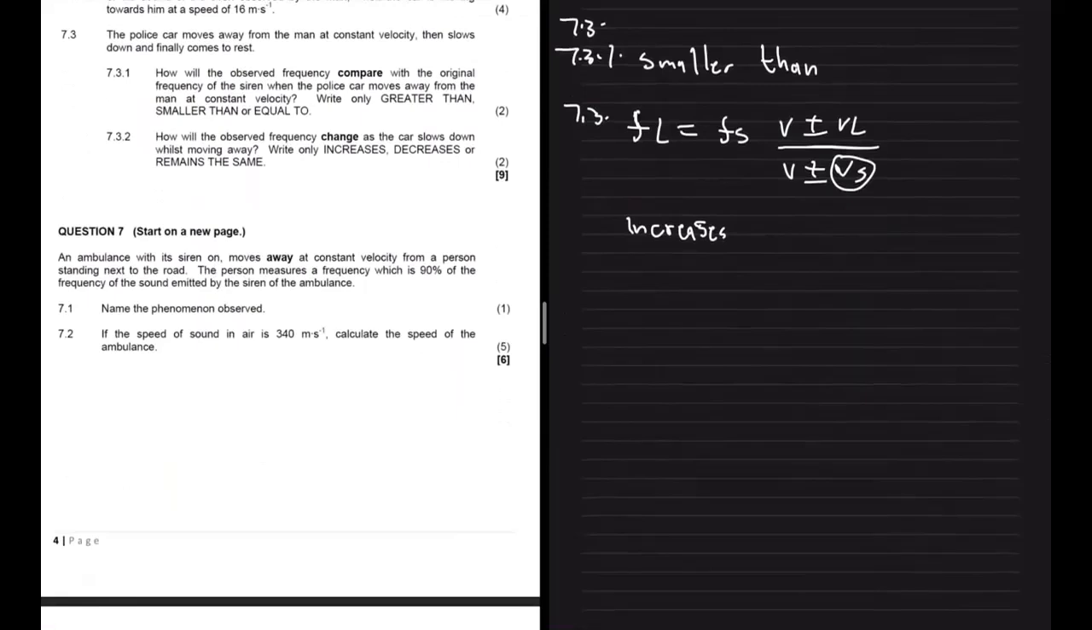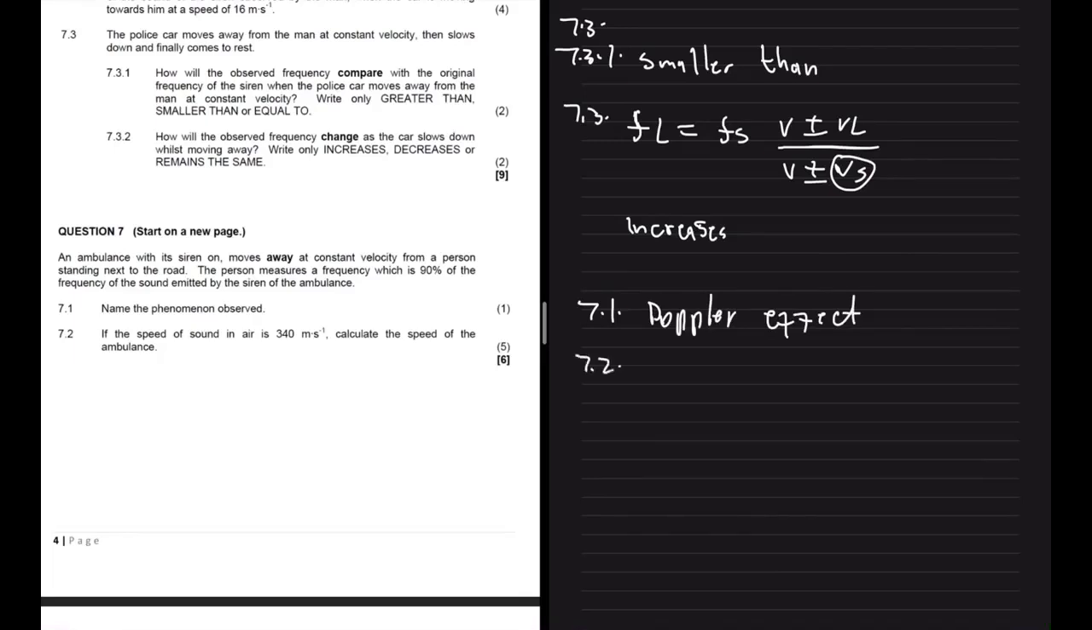Let's move ahead. Another question, 7. An ambulance with its siren on moves away at constant velocity from a person standing next to the road. The person measures a frequency which is 90% of the frequency of the sound emitted by the siren on the ambulance. Name the phenomenon observed. We already know this is the Doppler effect, because the frequency observed is different from the frequency emitted due to relative movement between the sound source and the observer.